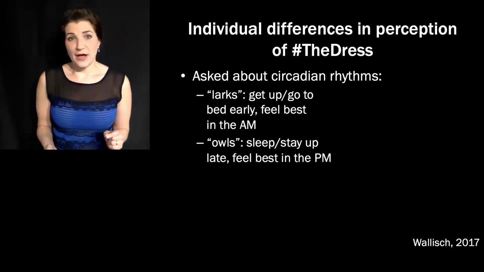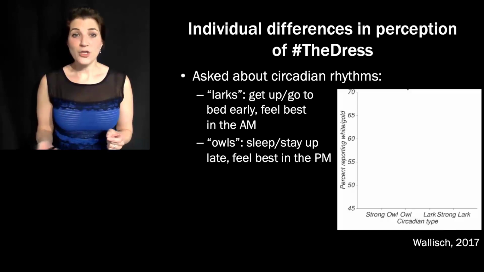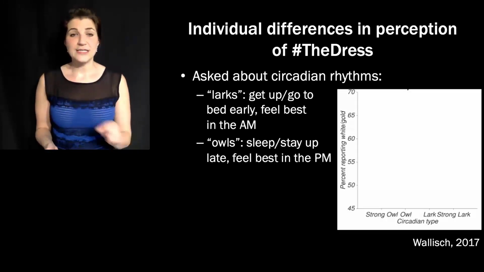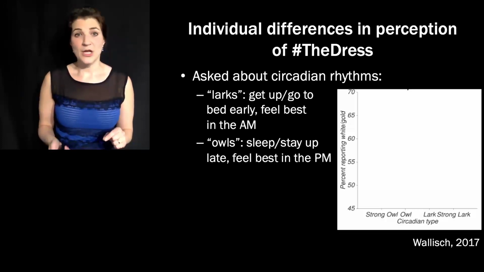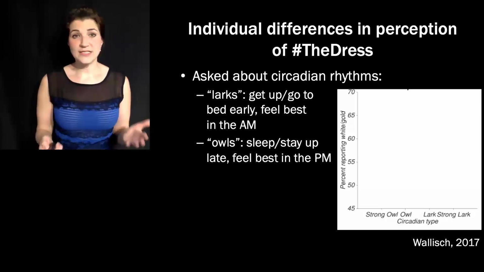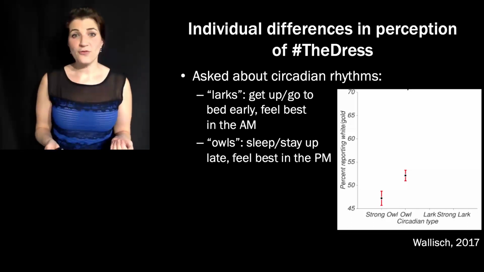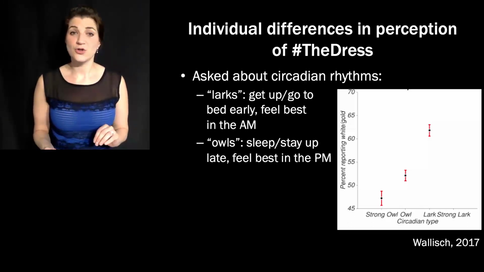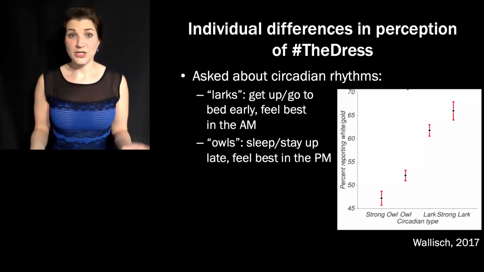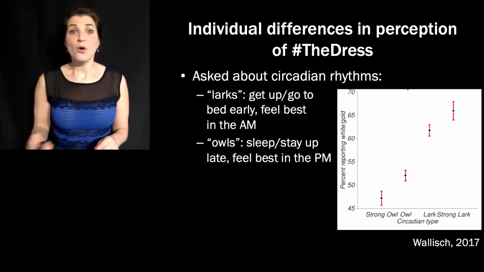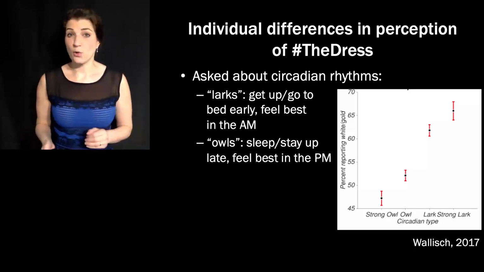The researchers found, strikingly, that the proportion of people who saw the dress as white and gold differed depending on circadian rhythm type. So the proportion of people who saw the dress as white and gold is shown here on the y-axis, and what you see is as we go from the strong night people to the strong morning people, there's a really marked change. The larks, or the morning people, are significantly more likely to see the dress as white and gold.